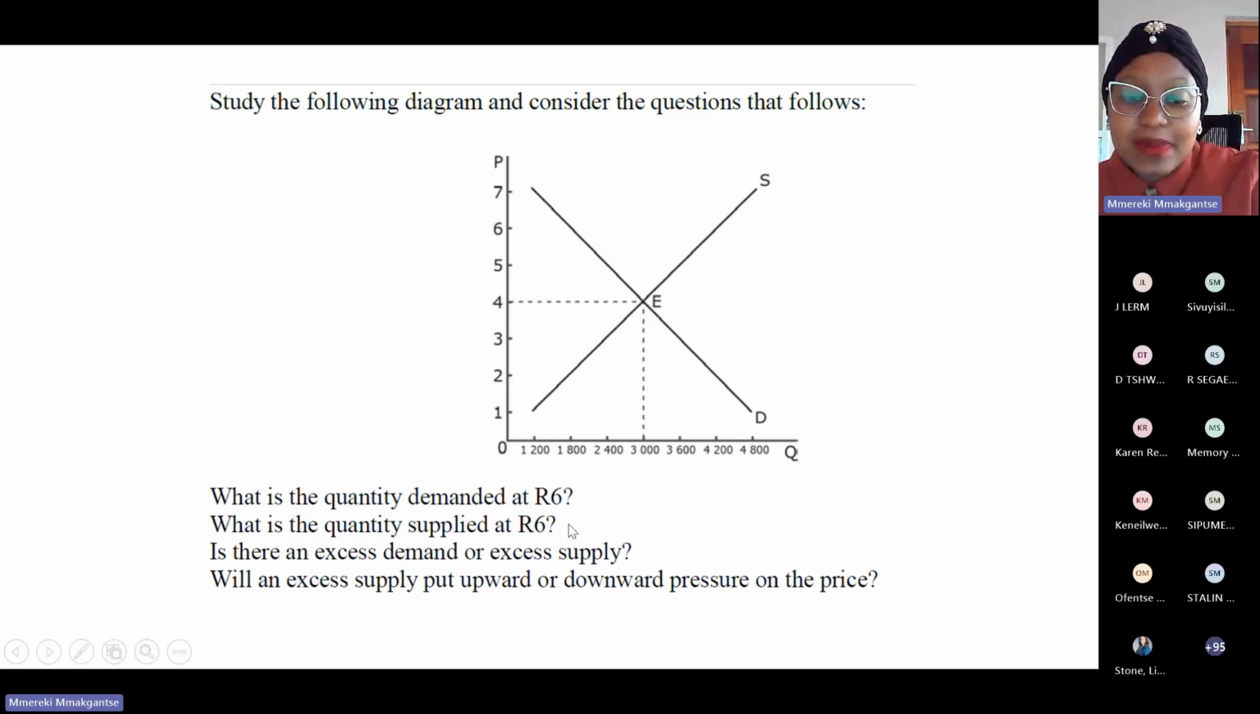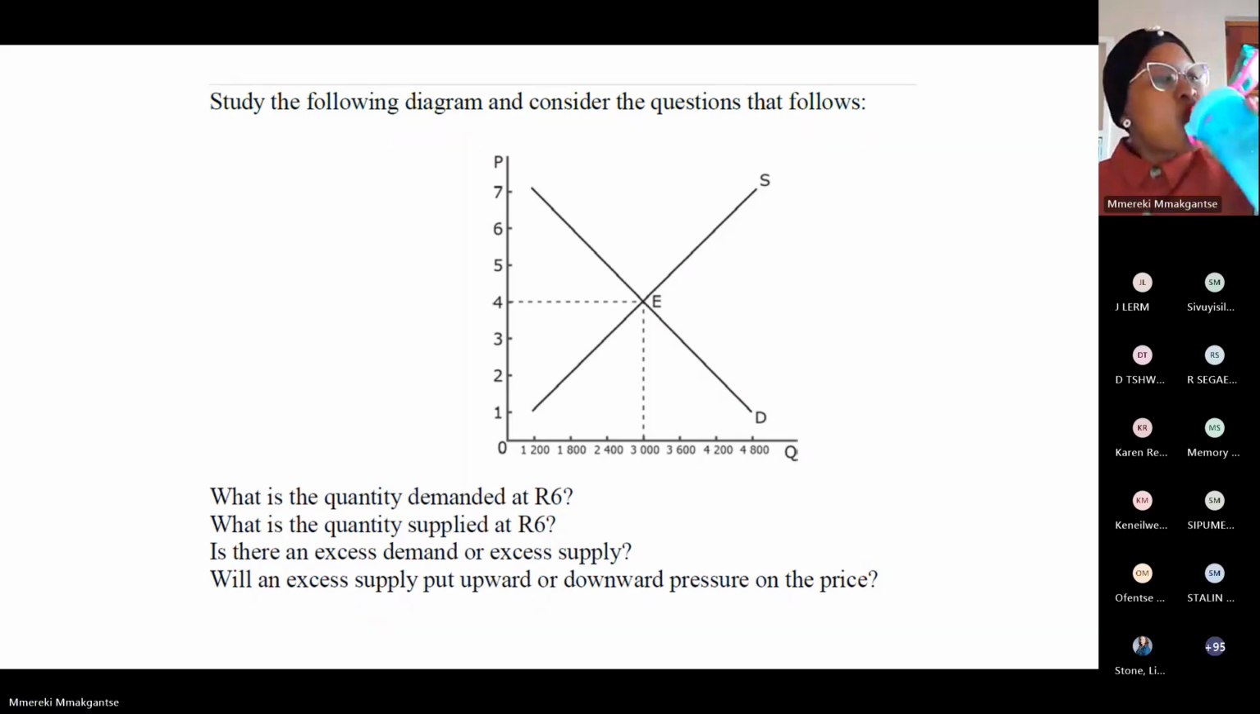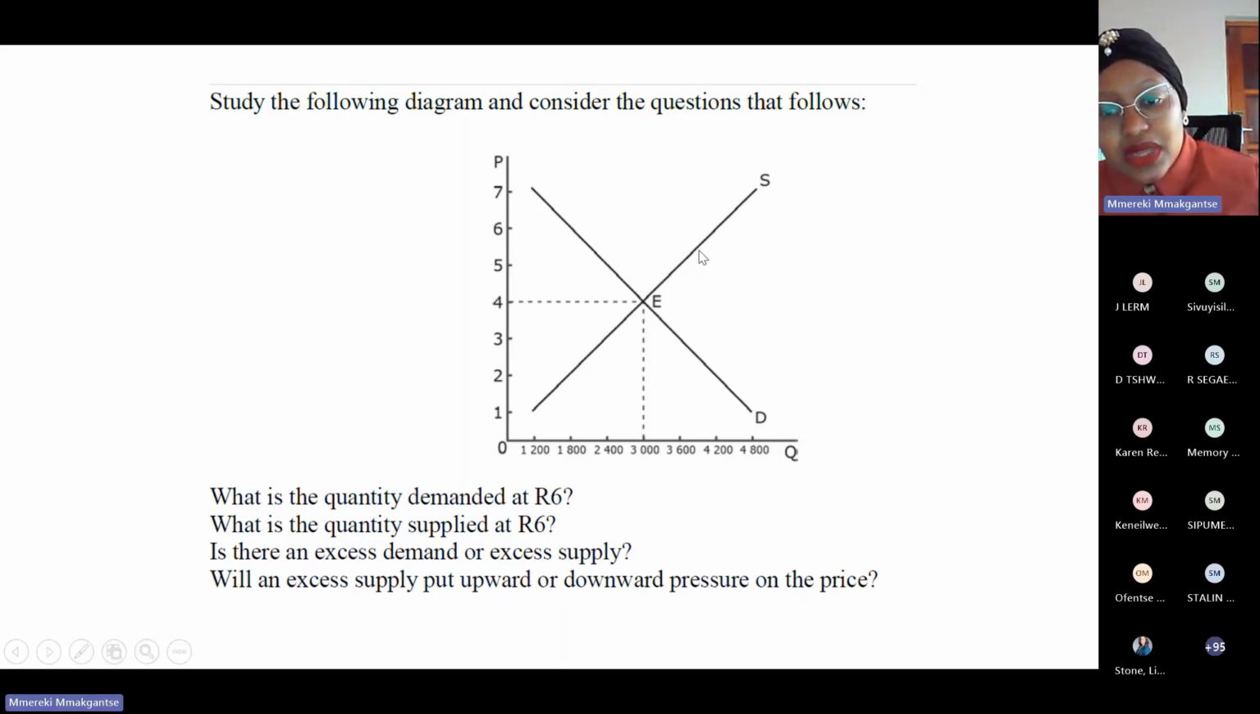Now, next question. What is the quantity supplied at 6 rand? Remember, you look at the supply curve. R6, not R5. Don't confuse it. Correct, at R6 the quantity supplied is 4.2. If you said 3.6, you're looking at R5. You're correct if you said 4.2.